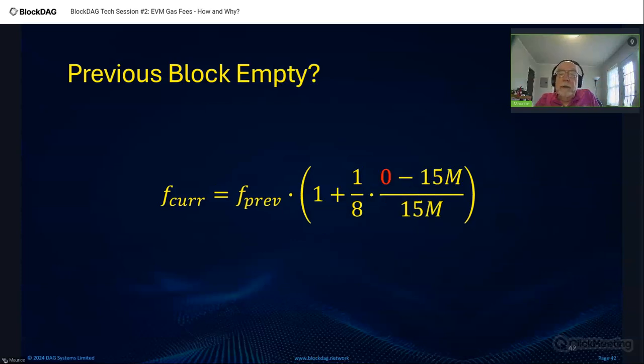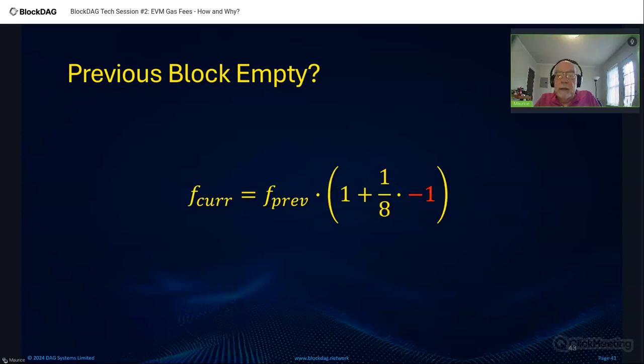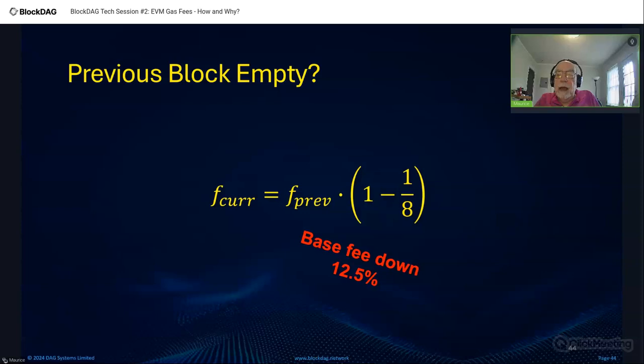On the other extreme, suppose that the previous block was empty, something that doesn't happen, but in the limit. If we plug that in there, then that term turns into a -1, and the base fee goes down by 12.5%. So you can see that this gives us controlled growth and shrinkage in response to supply and demand.